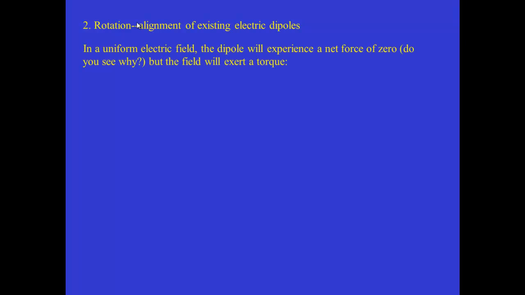So the other phenomenon, the rotation of an existing electric dipole, produces an alignment of these kinds of dipoles, and we'll just very briefly describe how that works. In a uniform field, the dipole will not experience any net force, but the field will exert a torque on it. And it's worth thinking about for a moment why there's no net force on this dipole. So if we have a dipole P, which points from negative to positive charge, and we apply a uniform electric field E, hopefully you can see why, if that field is uniform, it will exert equal and opposite forces on the positive and negative ends of the dipole, and therefore it will experience no net force.